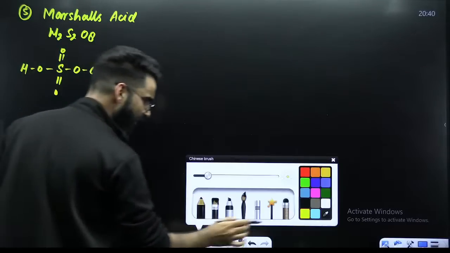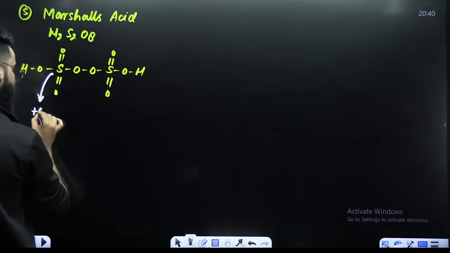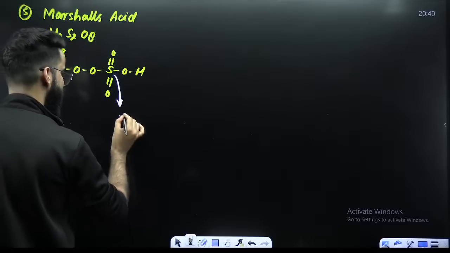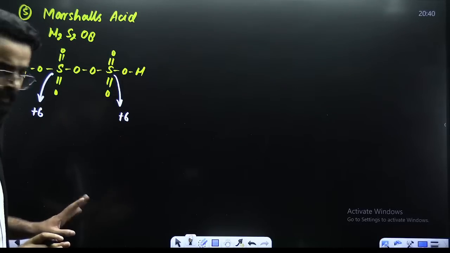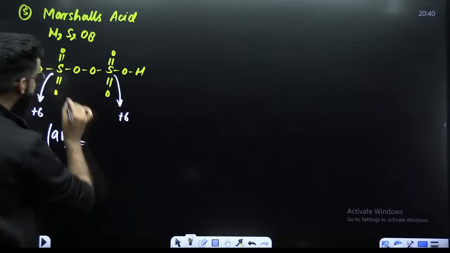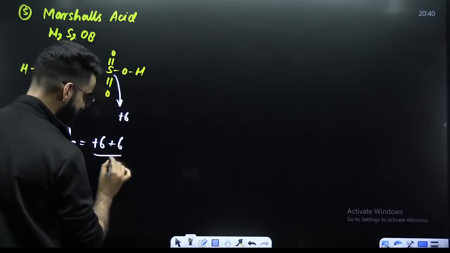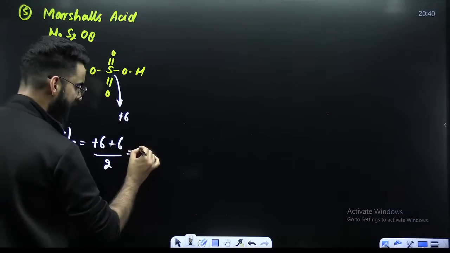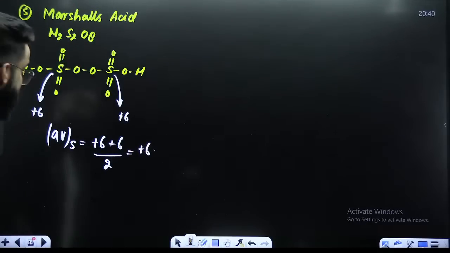When you calculate, I'm not going to go into the details now. When you calculate the oxidation state of this sulfur, it will come out to be +6. With the same procedure, whatever I have been showing you till now. So, if I ask you the average oxidation state of sulfur here, the first sulfur is showing +6. Second sulfur is also showing +6. How many sulfur atoms? 2 sulfur atoms. So, average also comes out to be +6. Right? As simple as that.